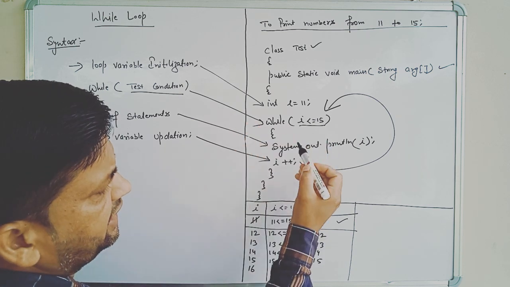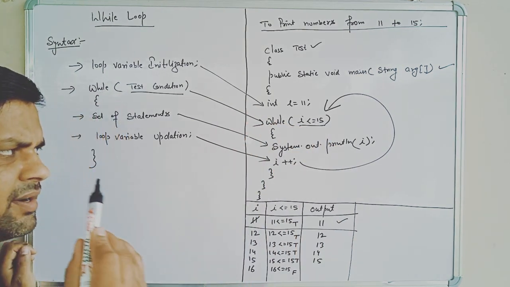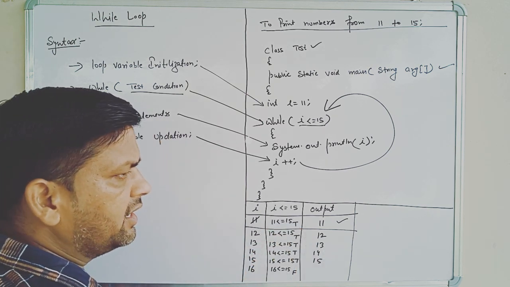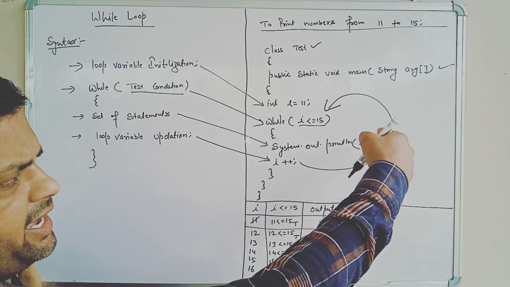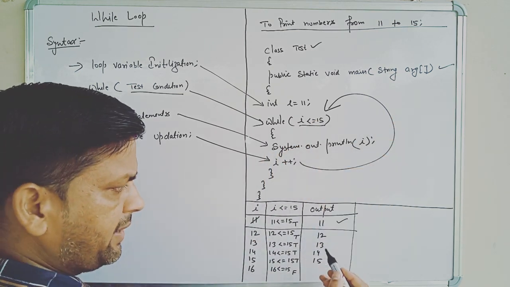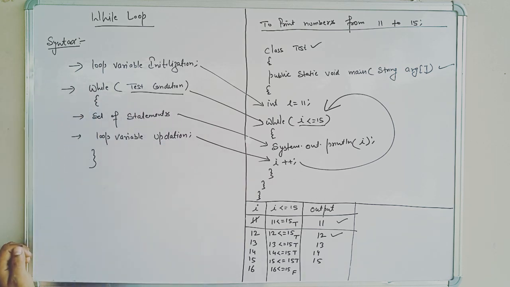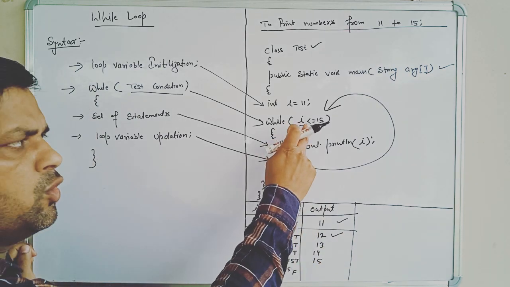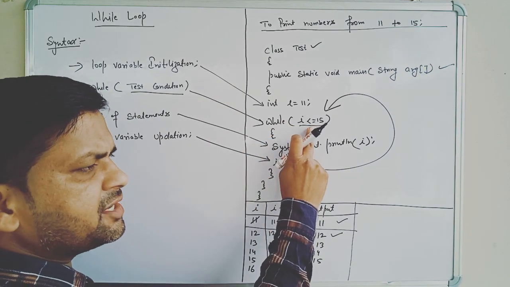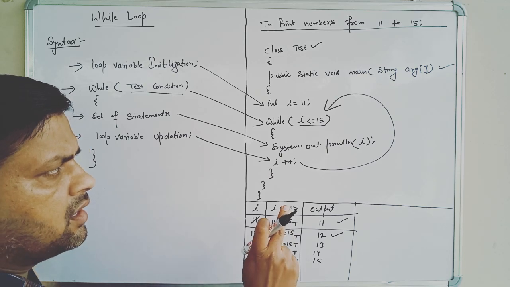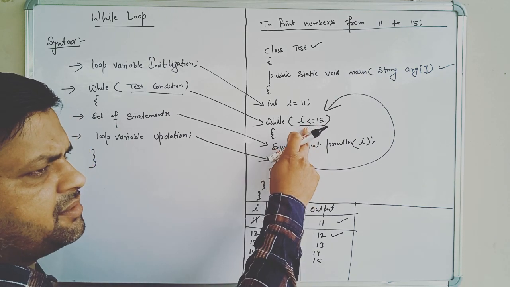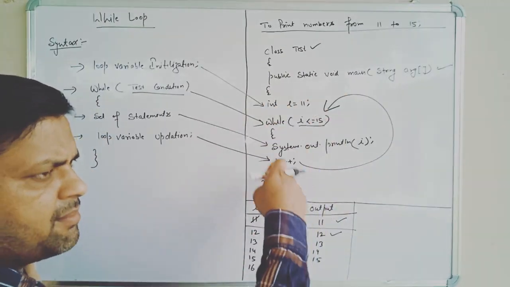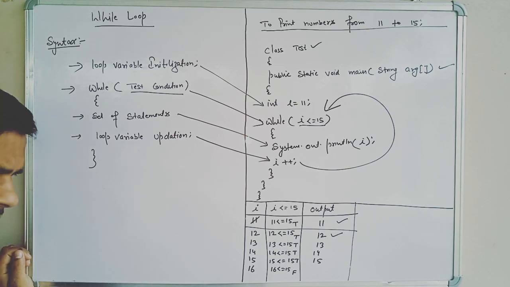Now again it will check the condition, i less than equal to 15. What is the i value for this iteration? 12. So the condition is checked as 12 less than equal to 15. The condition is true. If the condition is true, it will repeat the same process. i will be printed. So what will be printed on the screen? 12. As I already told, the loop will terminate only when this condition gives false. Until and unless this condition returns true, it will keep executing the same lines of code again and again.